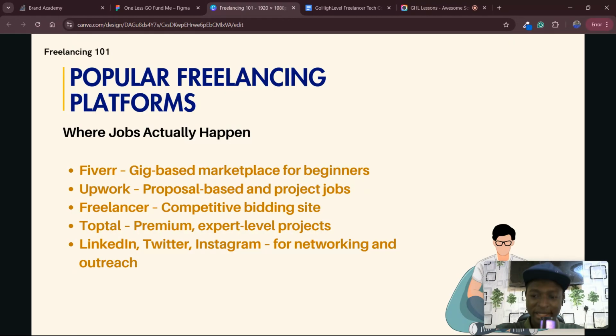So how can they connect? How can they come together? There are various platforms. Fiverr. Fiverr is, like I said, very popular. You might have heard of it. And we also have Upwork. We also have Freelancer.com, which is a site for freelancing services. We also have another one called Toptal. Then we have social media platforms like LinkedIn, Twitter, and Instagram for networking and outreach. All these are also popular platforms.